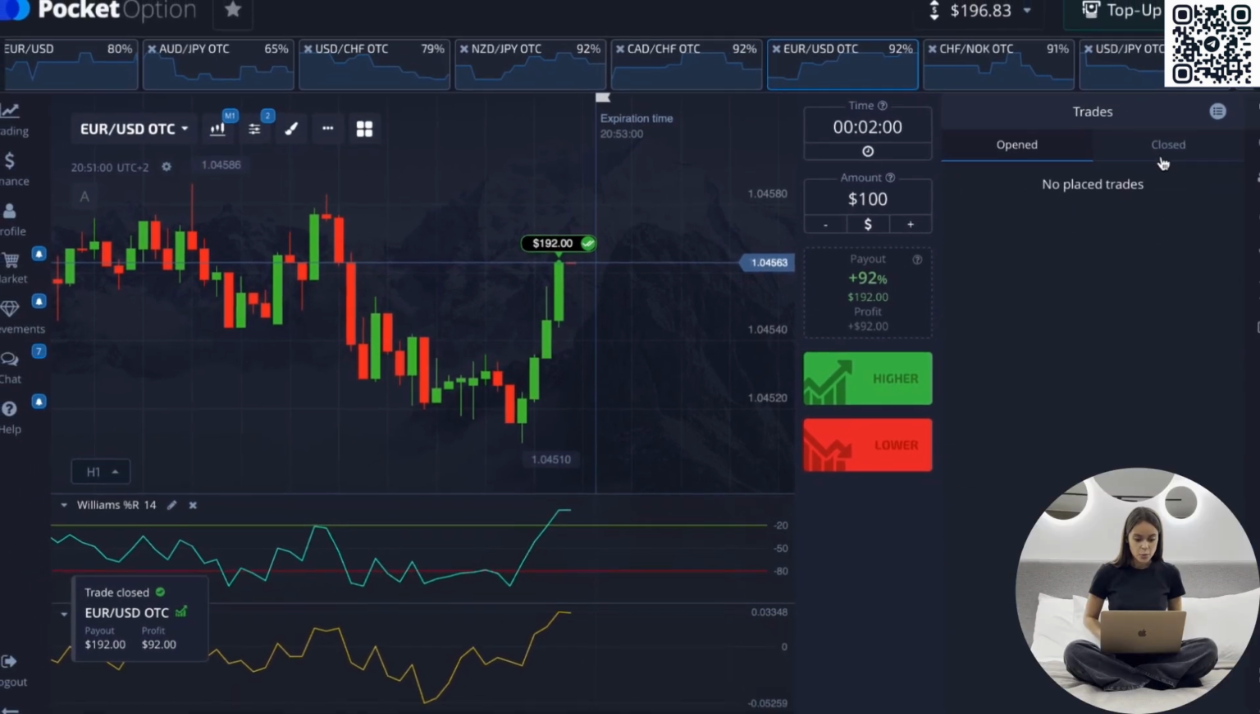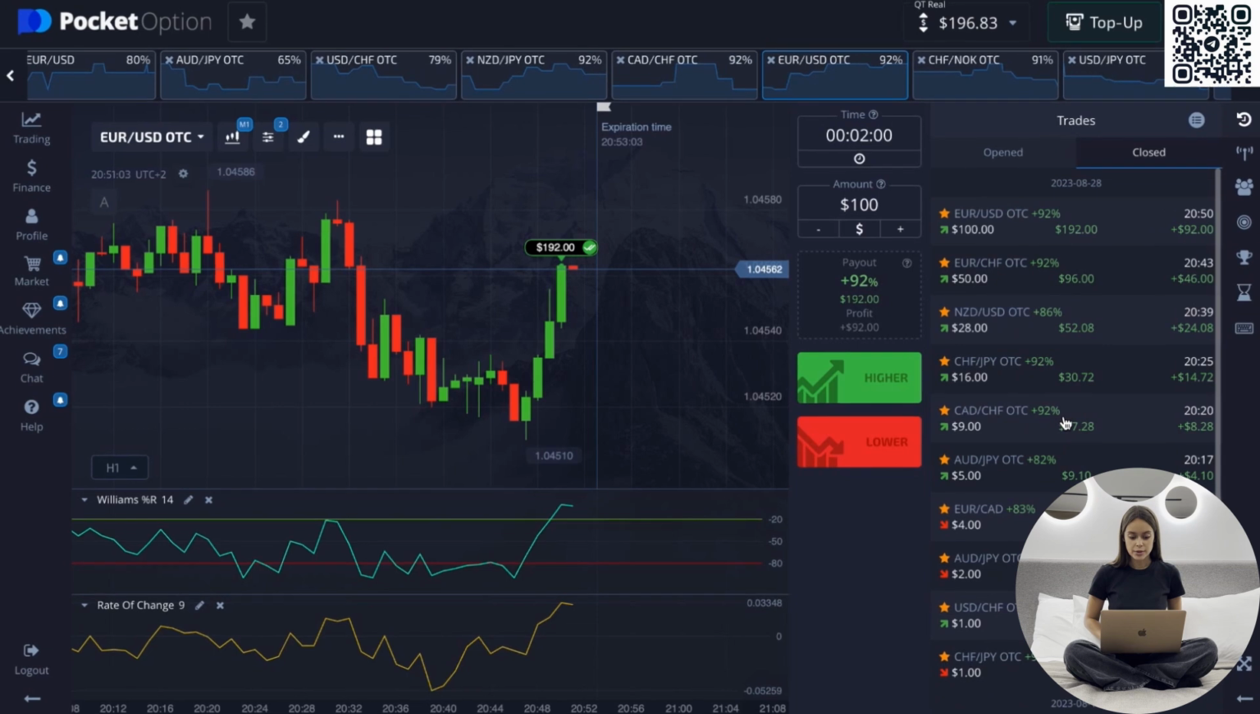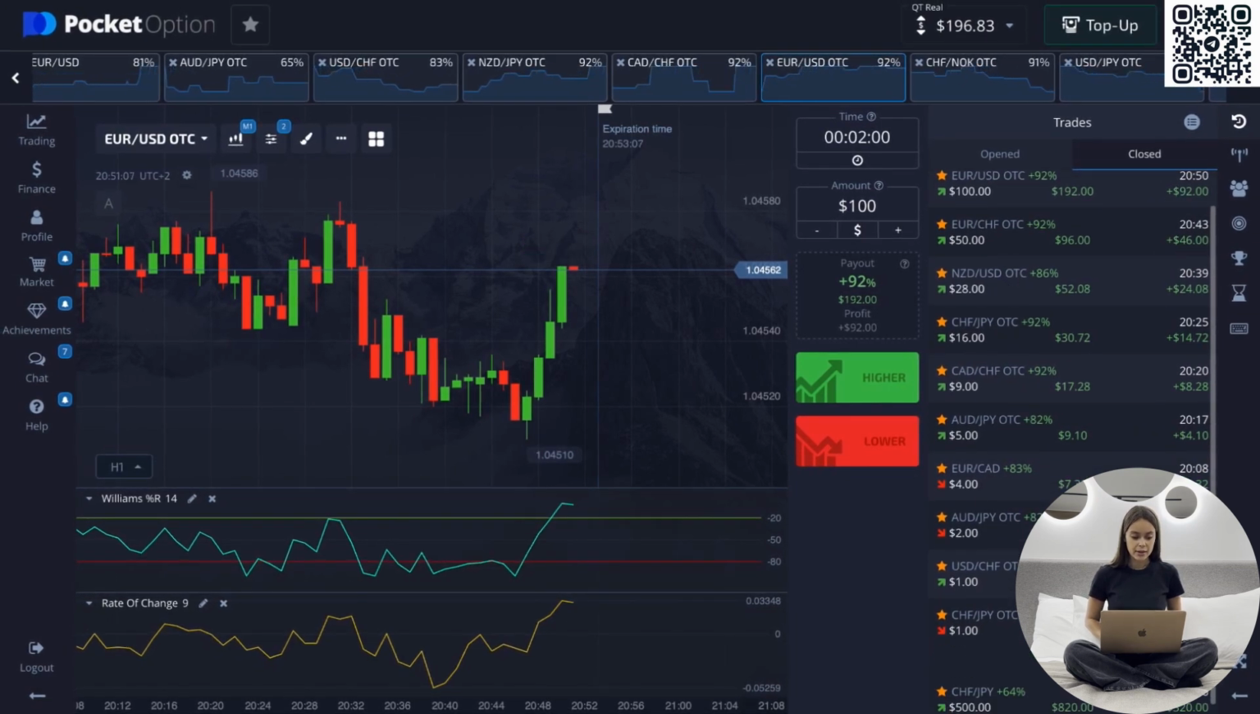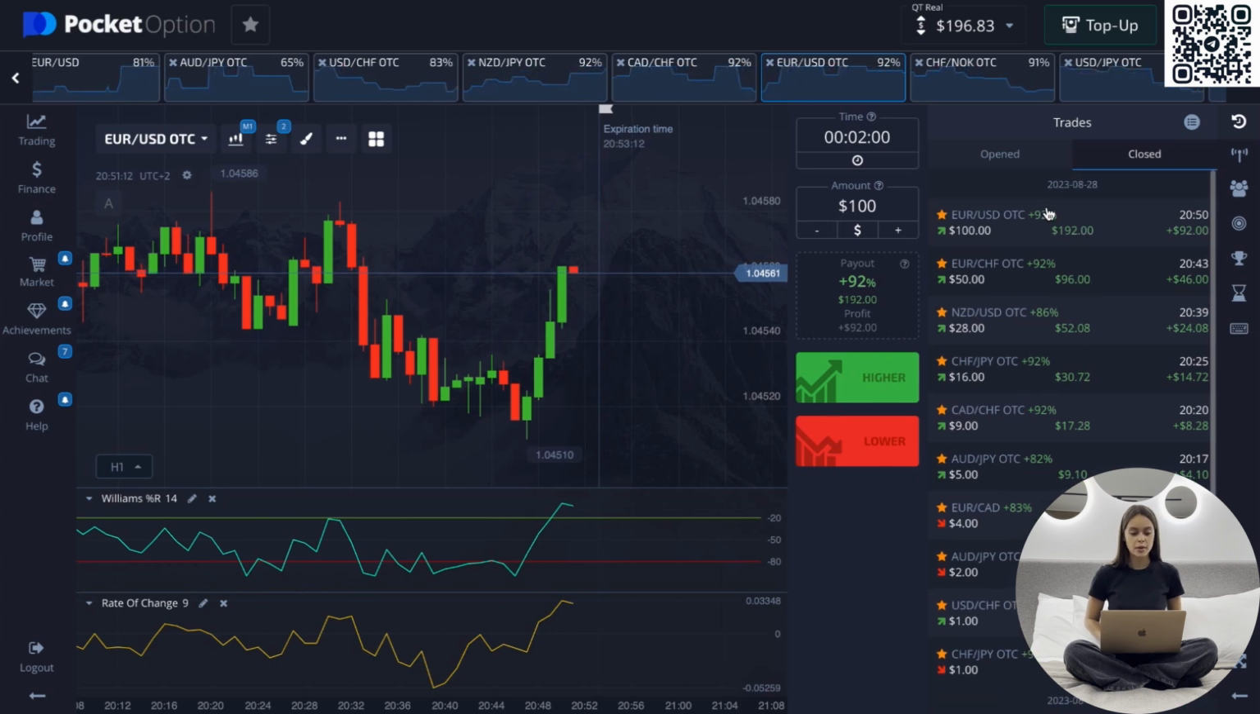Great, another one of our deals also went into the plus. Since we have already received 3, 6, 9 and 10 deals in plus, I will leave the transaction price at $100. Why? Because it's necessary to comply with risk management.